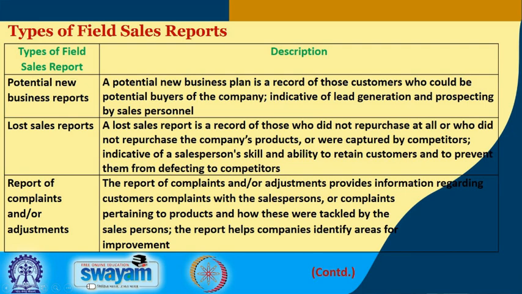Then we have the report of complaints and adjustments, which provides information regarding customer complaints with the salesperson or complaints pertaining to products and how these were tackled by the salesperson. So the report helps companies identify areas for improvement, either with respect to the salesperson's skills and abilities and interpersonal skills, or with respect to product design and delivery.